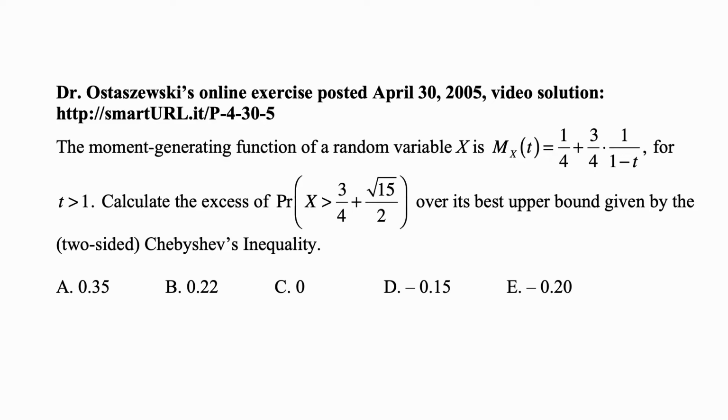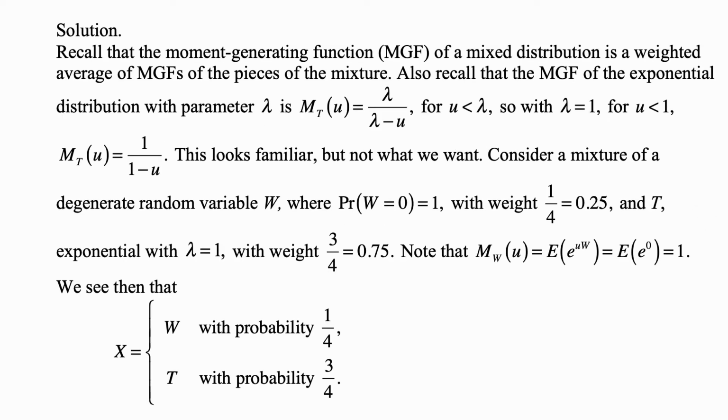So Chebyshev's inequality, the two-sided version of it, is on the test. You need to know it. And the one-sided Chebyshev's inequality is not on the test. Well, recall that the moment-generating function of a mixed distribution is a weighted average of the MGFs, moment-generating functions, of the pieces of the mixture.